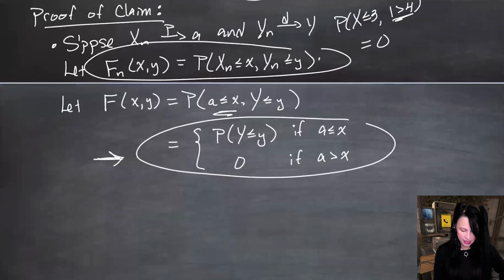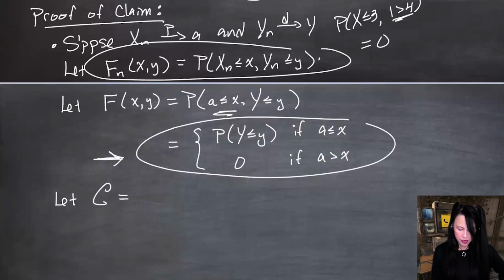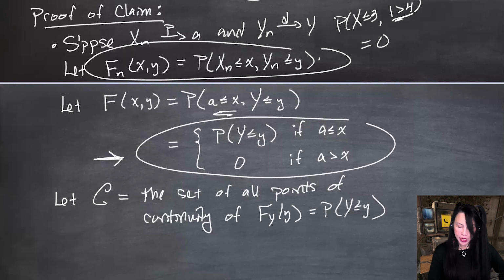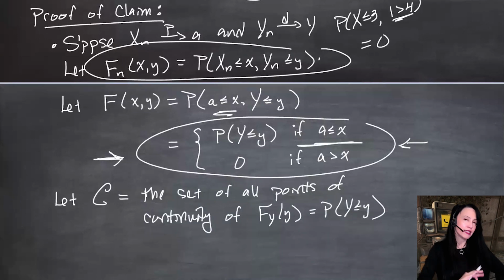So I'm going to let this be, I'm going to make it a little more curly so it looks like a constant, whatever, we're not really going to need this letter, I'm going to let this be the set of all points of continuity of the CDF for Y, the probability that Y is less than or equal to y. Because this CDF here has a discontinuity as x moves from less than a to greater than or equal to a. But it also might have points of discontinuity up here as well.